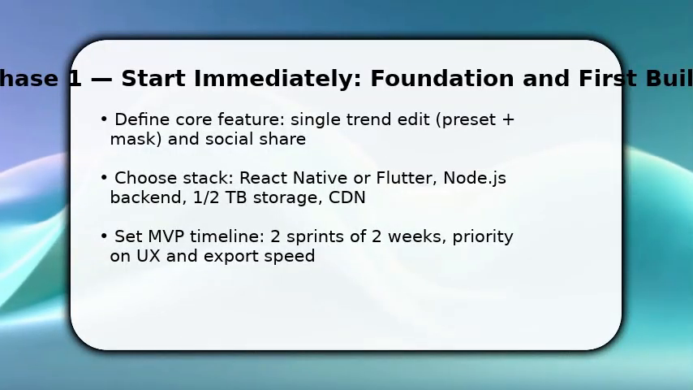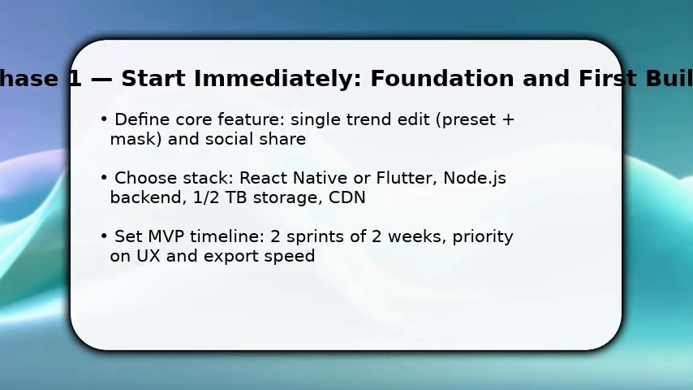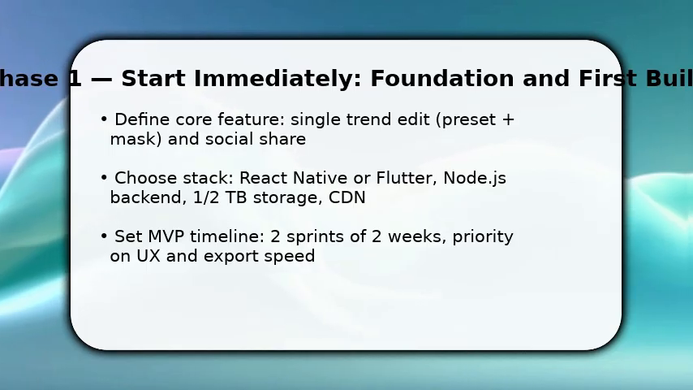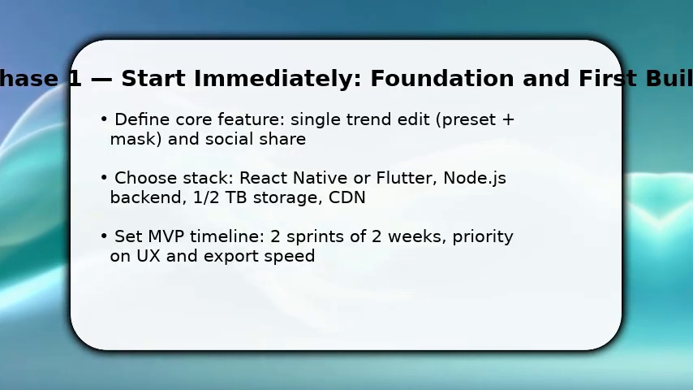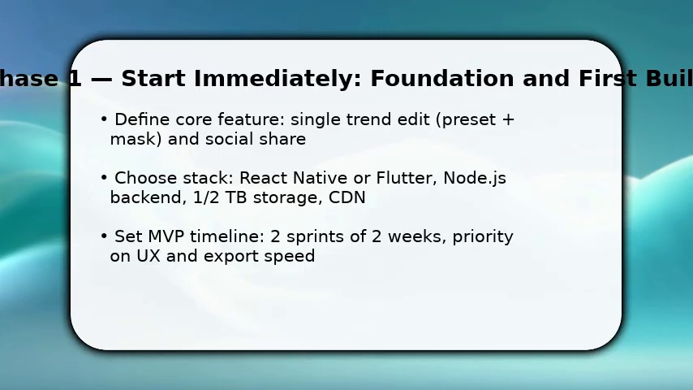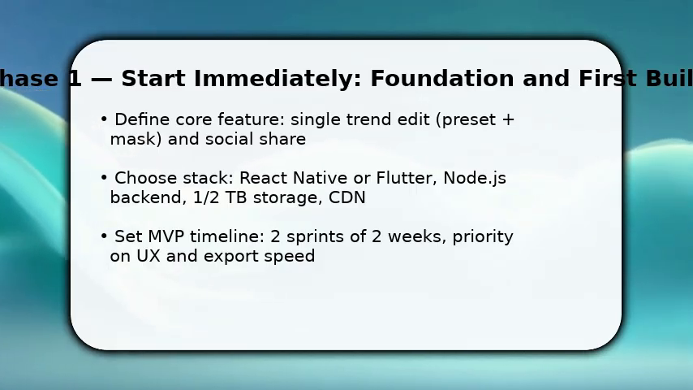You start by locking one high-impact feature, a trend edit that sells itself, and you build outward. First, sketch UX flows and pick a stack, React Native or Flutter for fast cross-platform. Then provision backend endpoints on Node.js and attach CDN for fast exports. Once done, wire a simple upload to edit pipeline and an export preset.